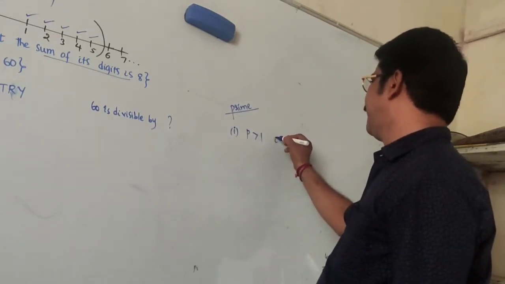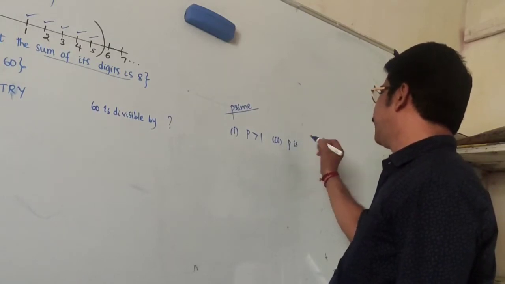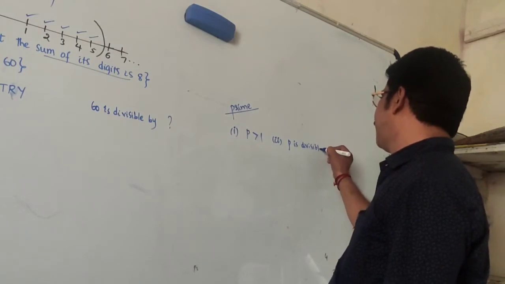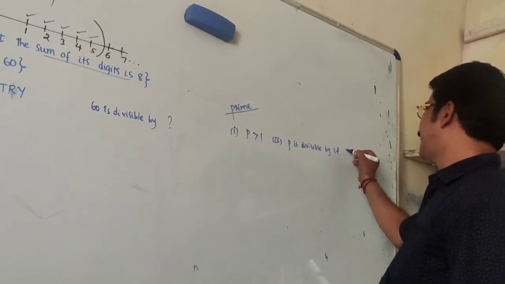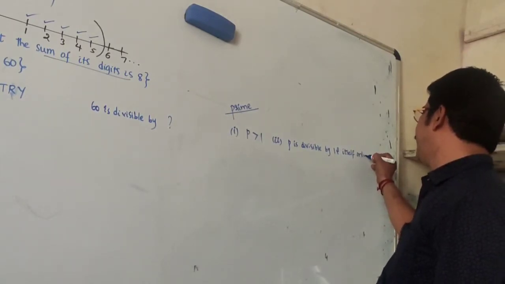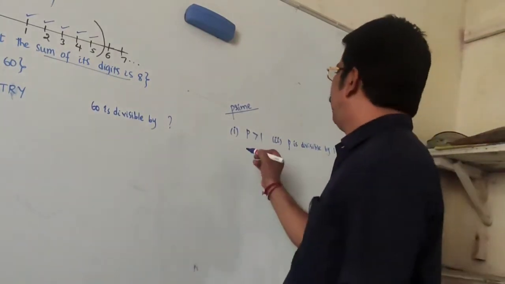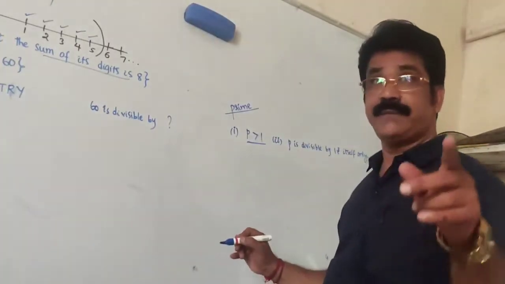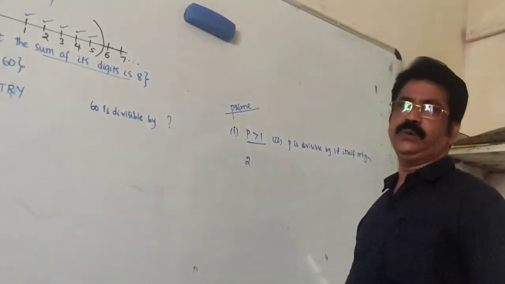Next condition, number 2. P is divisible by 1 and itself only. For example, P should be greater than 1. Remember, it should be greater than 1. Don't take 1. So we will start with the number 2.